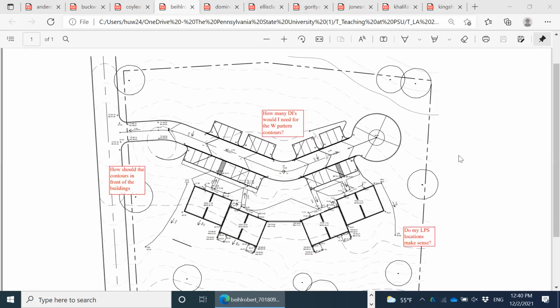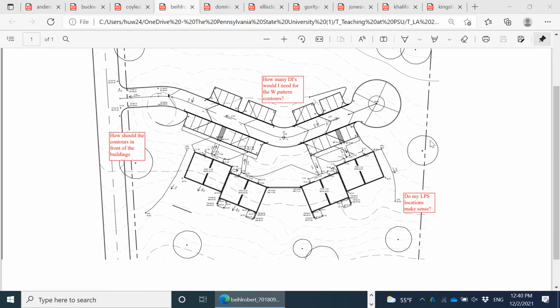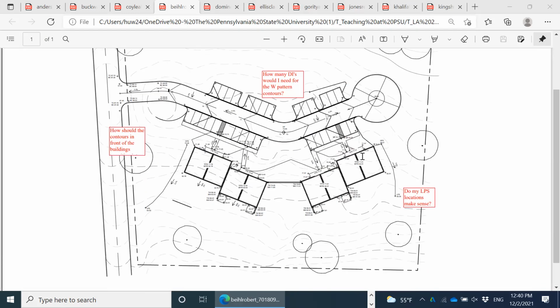So you have a solution for a W pattern on the parking lot. The question is about how many DIs will I need for the W pattern, and how should the contours run around the buildings? The general direction of the contours is correct. And do my LPs make sense? Not until you start connecting those contours, you won't be able to know if your LP makes sense.